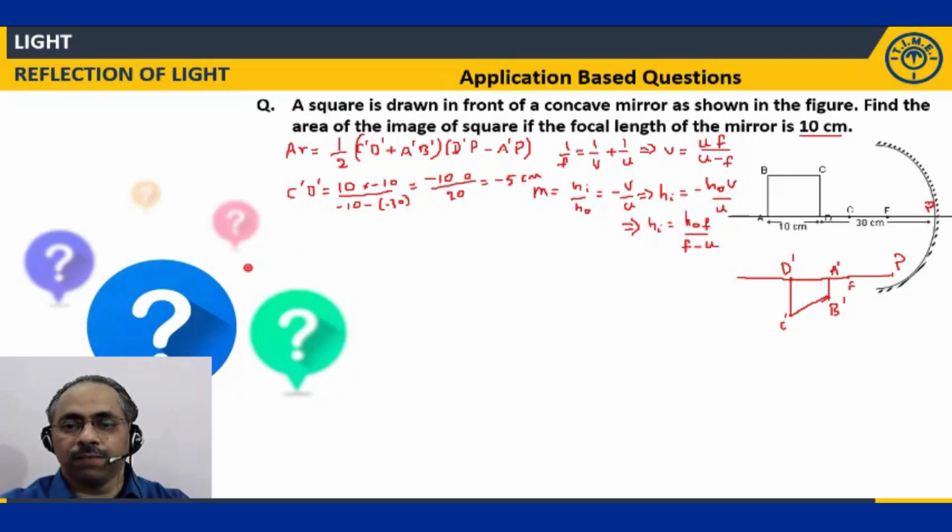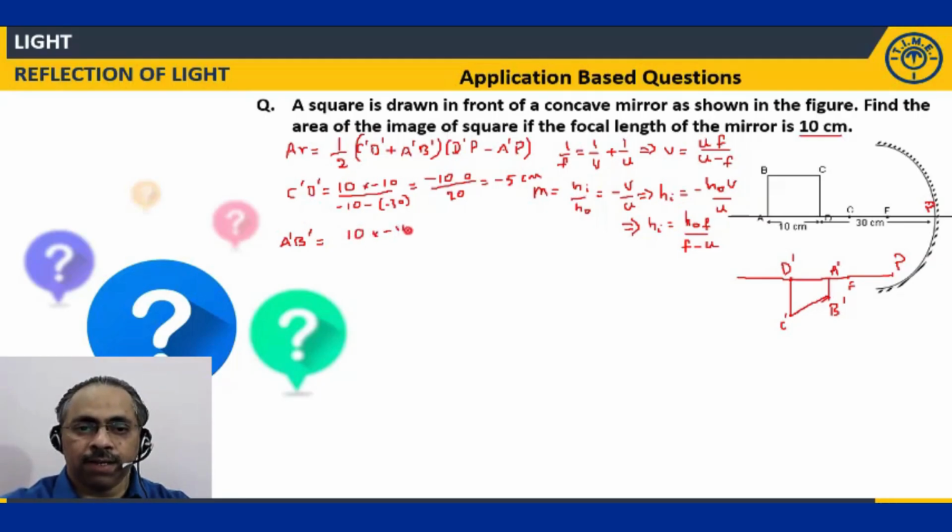Now similarly, I wanted to find out what is A dash B dash. Same logic. So this is nothing but HO into F. What is HO? Height of the object, it is again 10 into minus 10. That will not change in the numerator. Okay, F minus U here. So F also is minus 10. That is also not changing, but now this U will change.